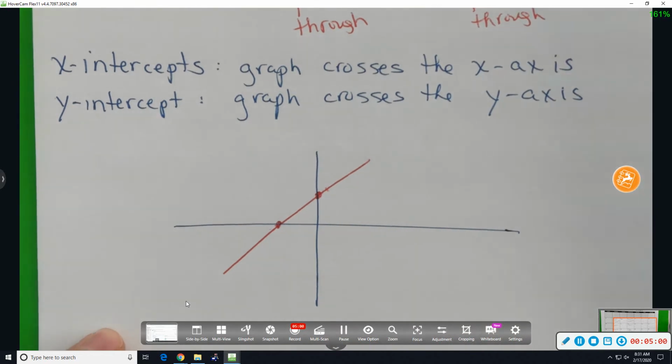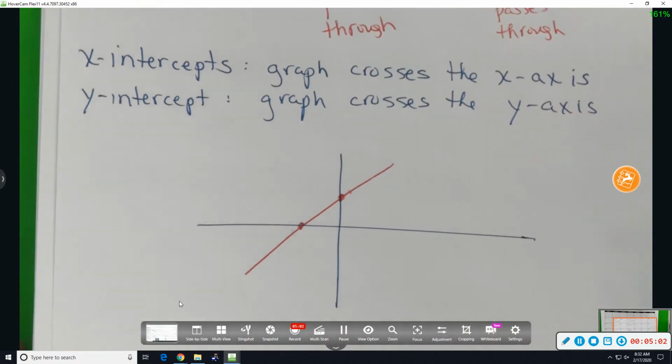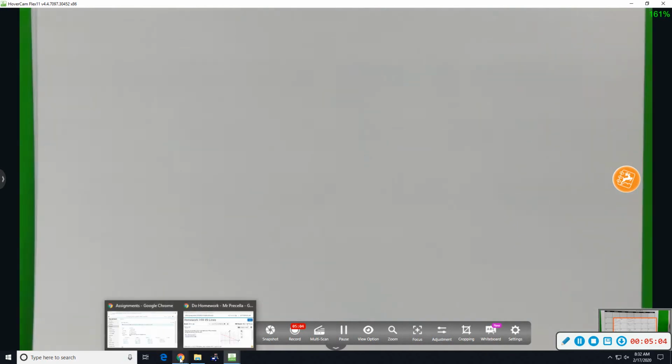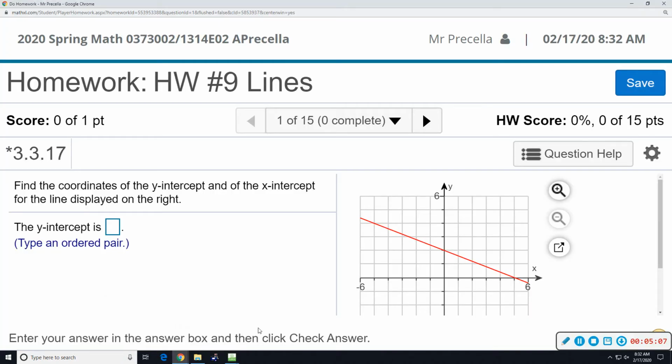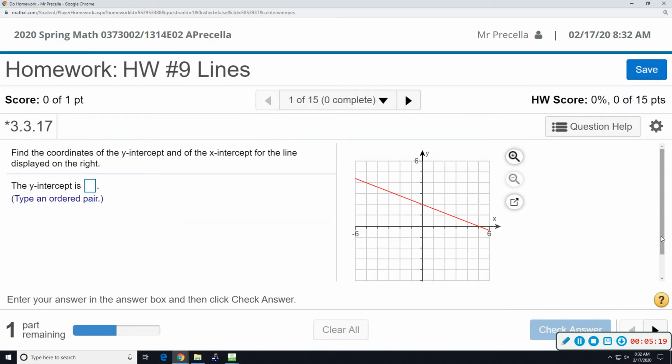So, our first example. Okay, let me write down the problem. There's not really much to write down here. I think I need to make it a little smaller so we can see the graph. There, better. The first problem is designed to see, do you know what these intercepts are? It says, find the coordinates of the y-intercept and of the x-intercept. Well, there's not a lot to do on this one.